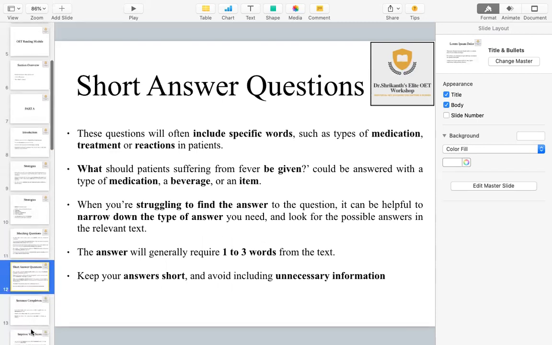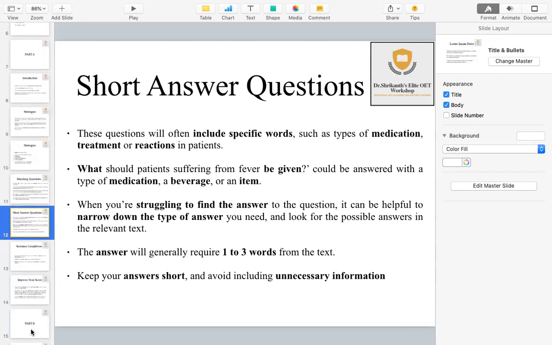Okay, now let's go to short answer questions. These questions will often include specific words such as type of medication. That's the first thing. The second thing is treatment type, or the reactions in the patients. So everything is related to healthcare. Unlike matching questions, where there are no specific words and they just give you information in general, and all you have to do is find out where the answer is located.